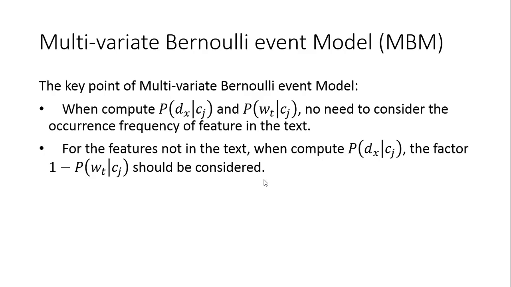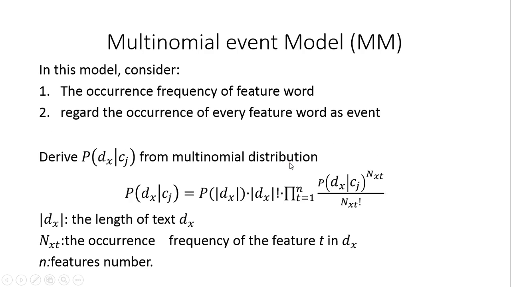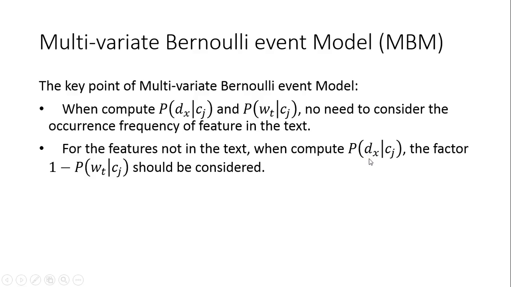And the key point of multivariate Bernoulli event model is when computing these two conditional probabilities, we don't need to consider the occurrence frequency of a feature in the text. And the second one is for the features not in the text. When we compute this conditional probability, we should consider this factor here.